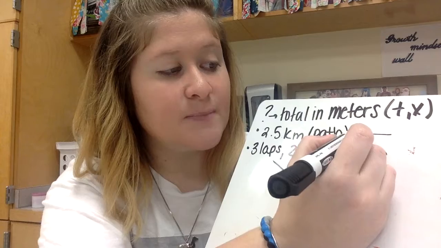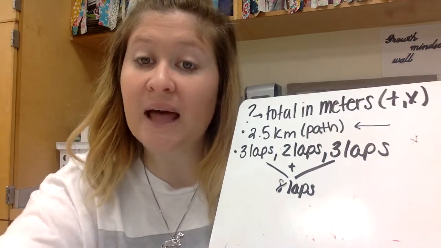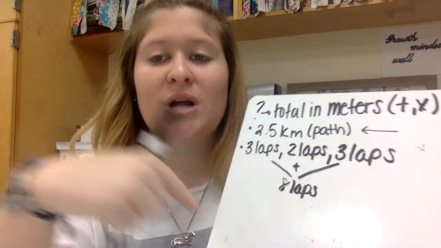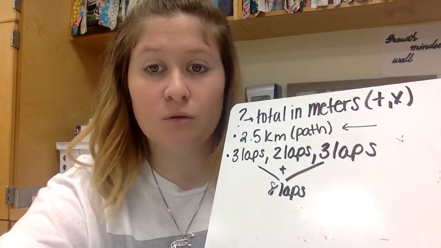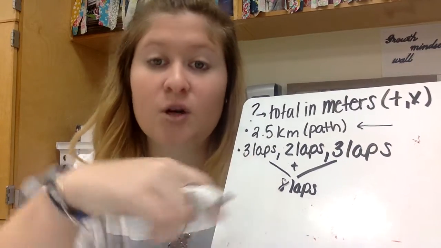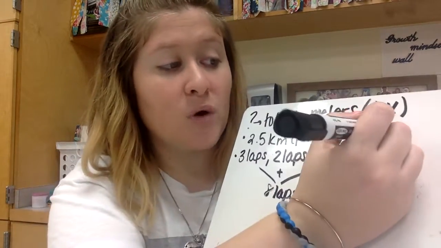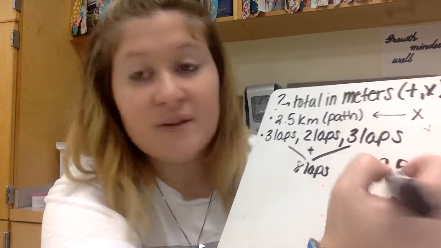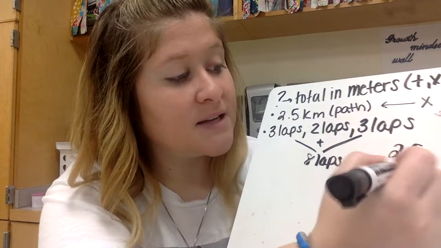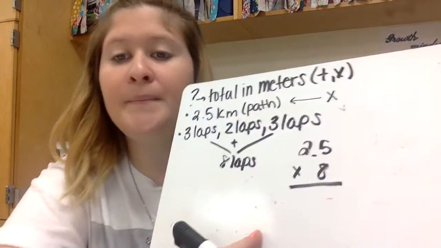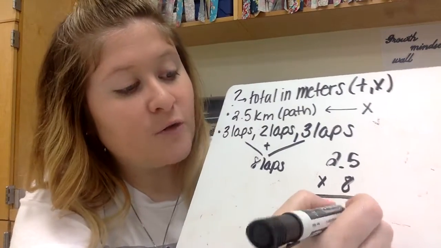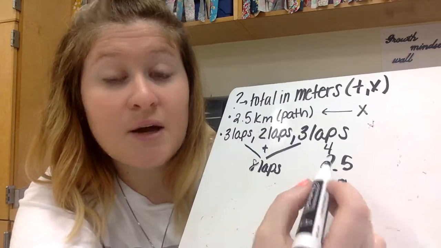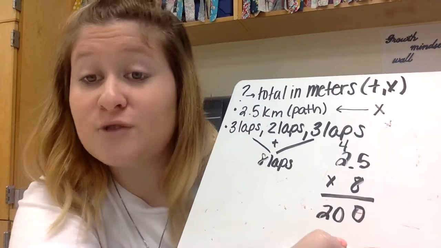Now go back to this bit of information. If 1 lap is 2 5/10 kilometers and he did 8 of them, should I be adding or multiplying to find his total? Okay. Well, if 1 was 2.5 and we need 8, I'm going to multiply those numbers together. So I'm going to start with 2.5 at the top because it has more digits, times 8. Okay. 8 times 5 is 40, so I'm going to put my 0, carry my 4. 8 times 2 is 16, plus 4 is 20. So now I have 200.